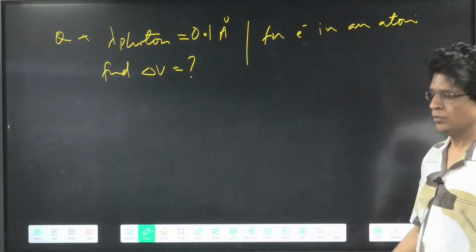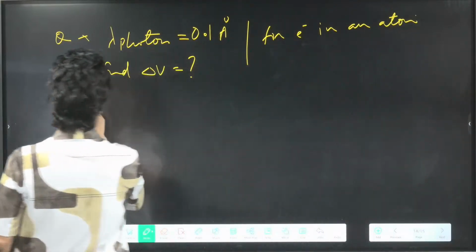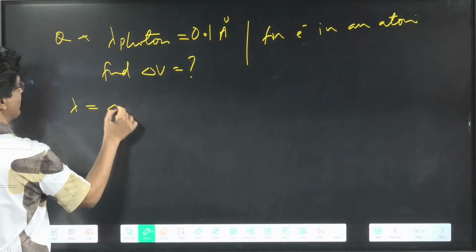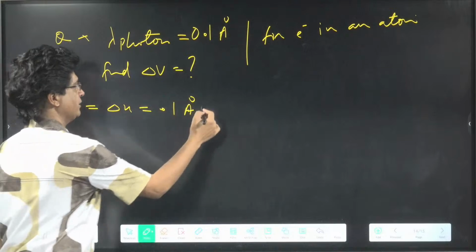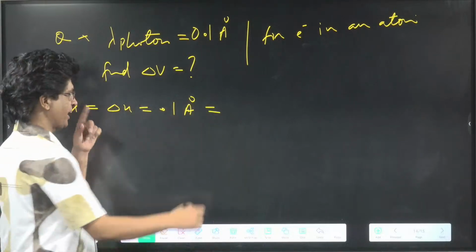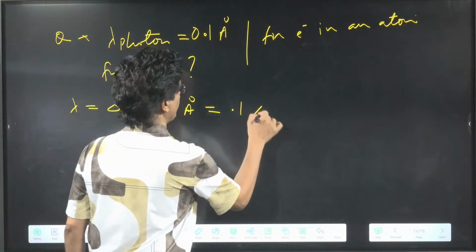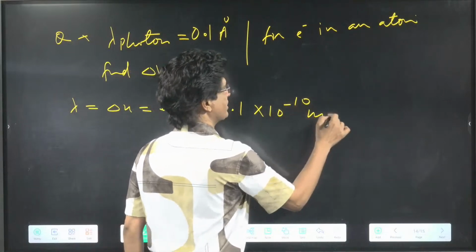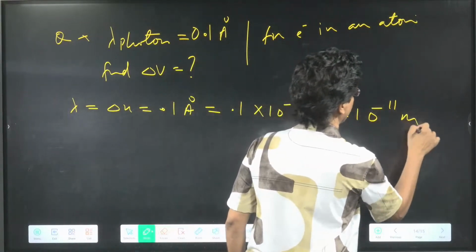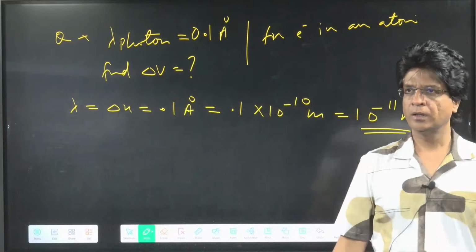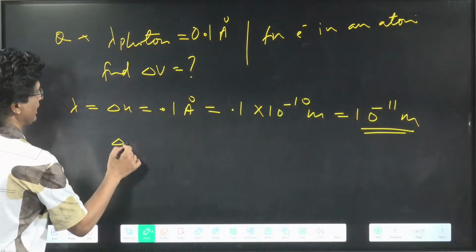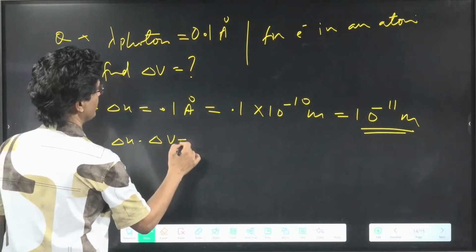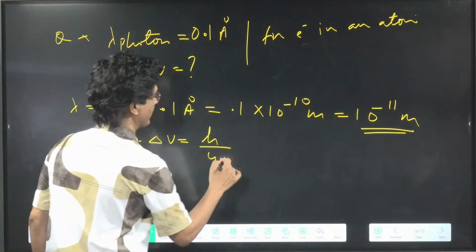Okay, tell me. Once they have given this, the wavelength of the photon is equal to delta X, which is 0.1 angstrom. I want the units in meters. So can I say this will be 0.1 into 10 to the power of minus 10 meter, which is nothing but 10 to the power of minus 11 meter. Will you all agree with me? And if that is the case, I believe that delta X into delta V is equal to H upon 4 pi m.